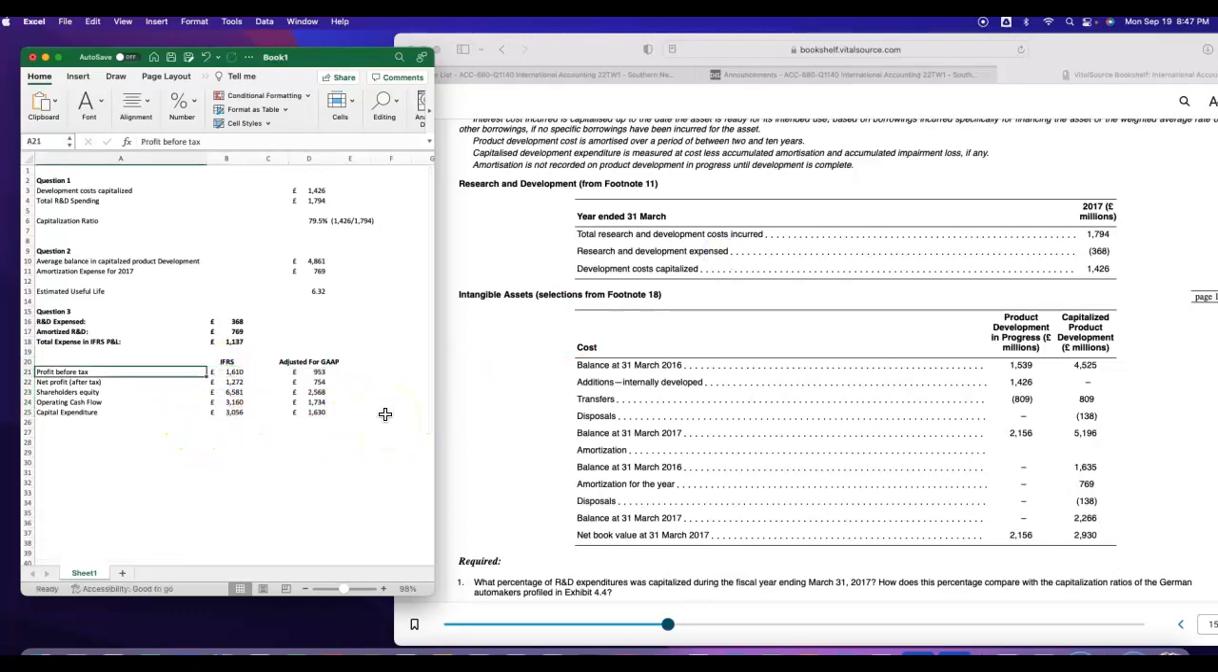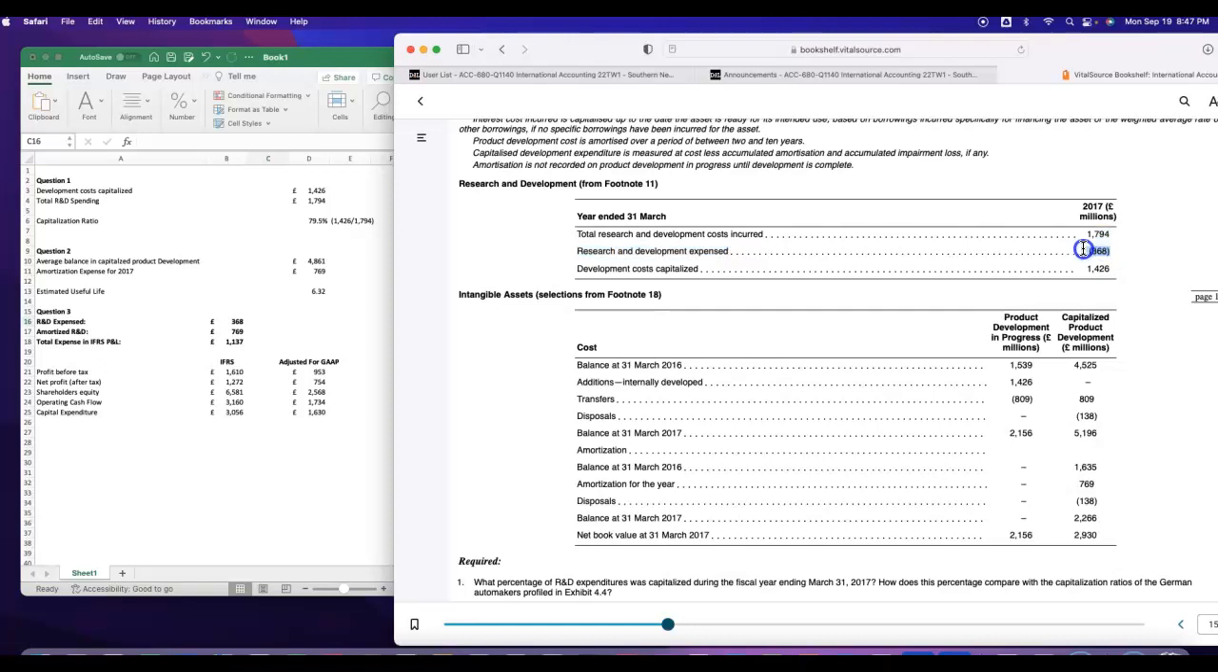So we know that the profit before tax is 1,610 British pounds. Now, how are we going to adjust this to get it to generally accepted accounting principles? So inside this IFRS number, there are already 2 elements that have been expensed. There's this 368 here, that's been expensed off. That wasn't capitalized, and there's also the amortization for the year.